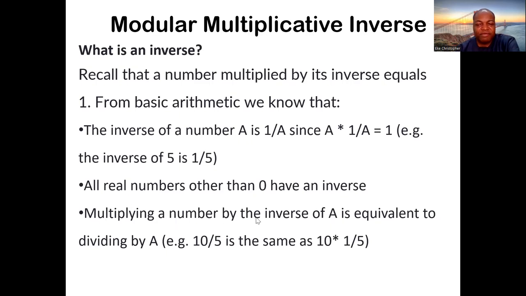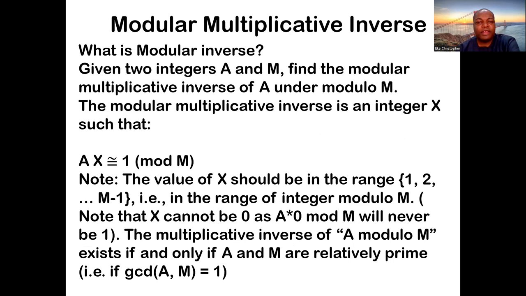So multiplying a number by the inverse of A is equivalent to dividing by A. Example, 10 divided by 5 is the same as 10 multiplied by 1 over 5. That is still a multiplicative inverse. So what is a modular inverse? Given two integers a and m, find the modular multiplicative inverse of a under modulo m. The modular multiplicative inverse is an integer x such that a times x is congruent to 1 mod m. Note the value of x should be in the range 1, 2 to m minus 1, that is, the range of integers modulo m.